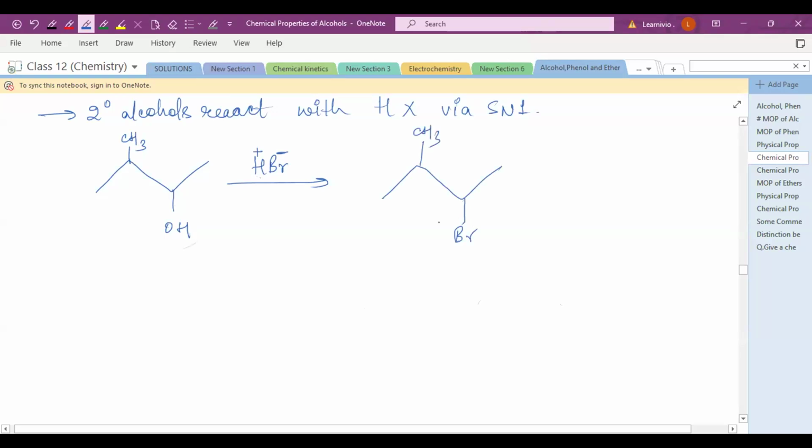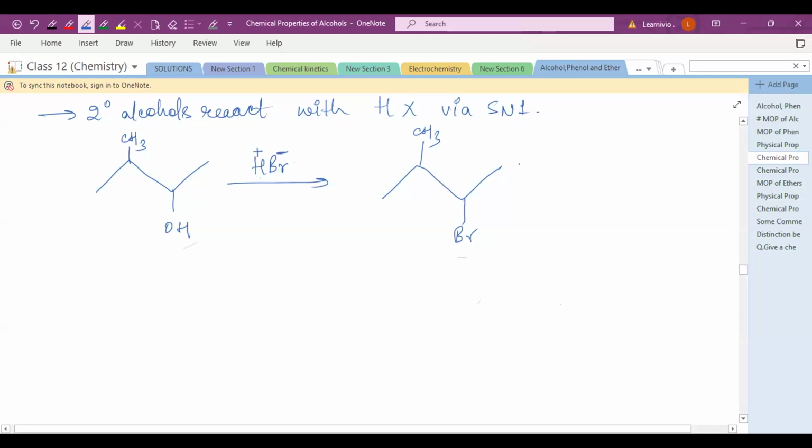Yes or no? Is this a product? See, in the previous chapter, when you see the SN2 reaction mechanism, the OH is removed and is replaced by the X halogen atom, and you will get this product. So similarly, in this case, the OH will be replaced by this bromine.